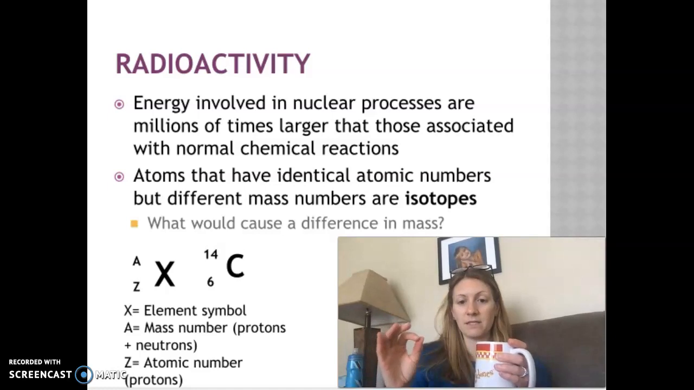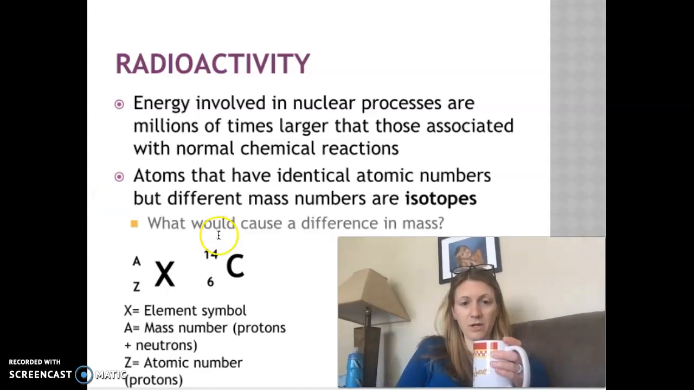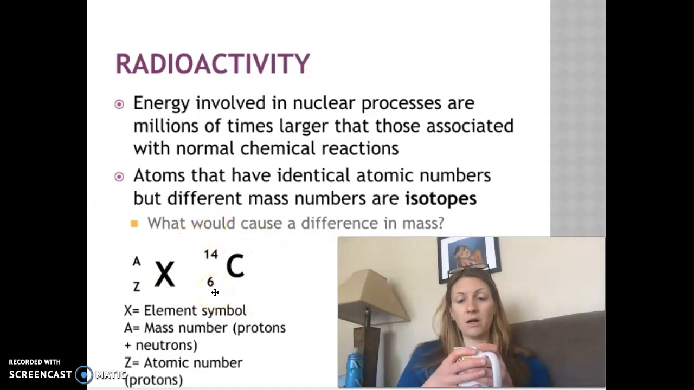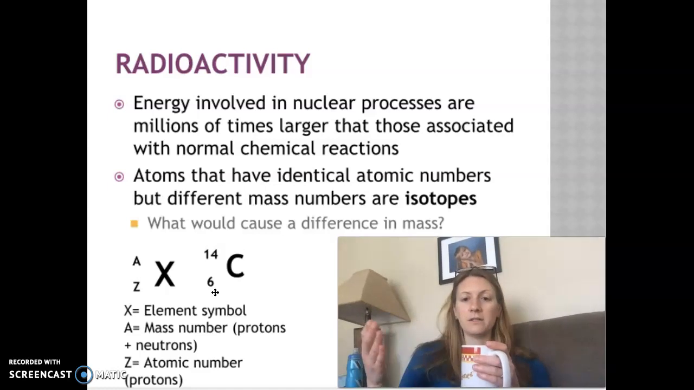So if I'm talking about the same element, it has to have the same number of protons. For example, we can have carbon-12 or we can have carbon-14. Both of them are different forms of carbon, so they have to have 6 protons. But one of them will have 6 neutrons to get the 12, or 8 neutrons to get the 14. So just a difference in the number of neutrons.